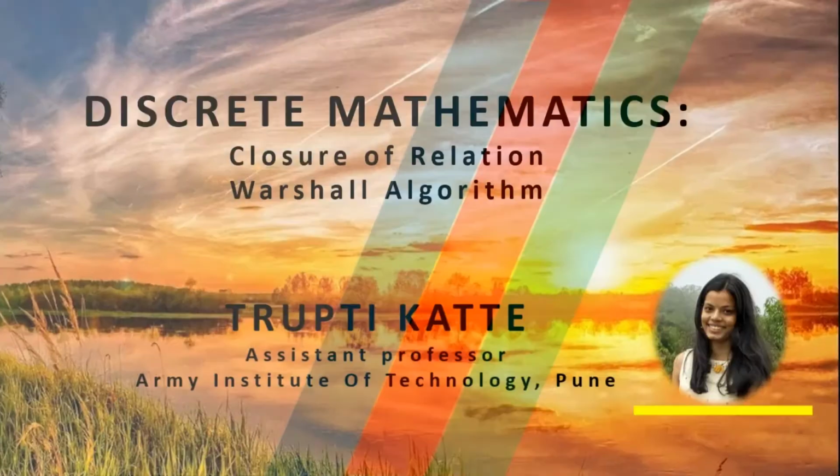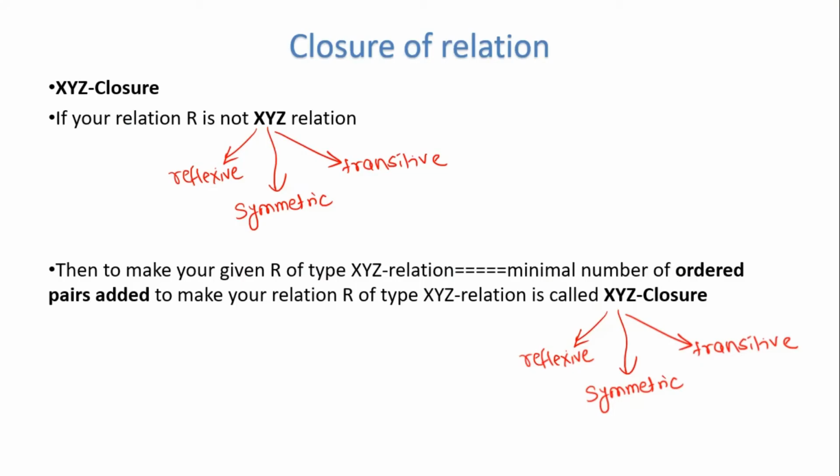In this video, we're going to learn about closure of relation and Warshall algorithm. There are three types of closure: reflexive closure, symmetric closure, and transitive closure. Any XYZ closure is the addition of a minimal number of ordered pairs to your relation so that your relation becomes that XYZ relation. That is called an XYZ closure.